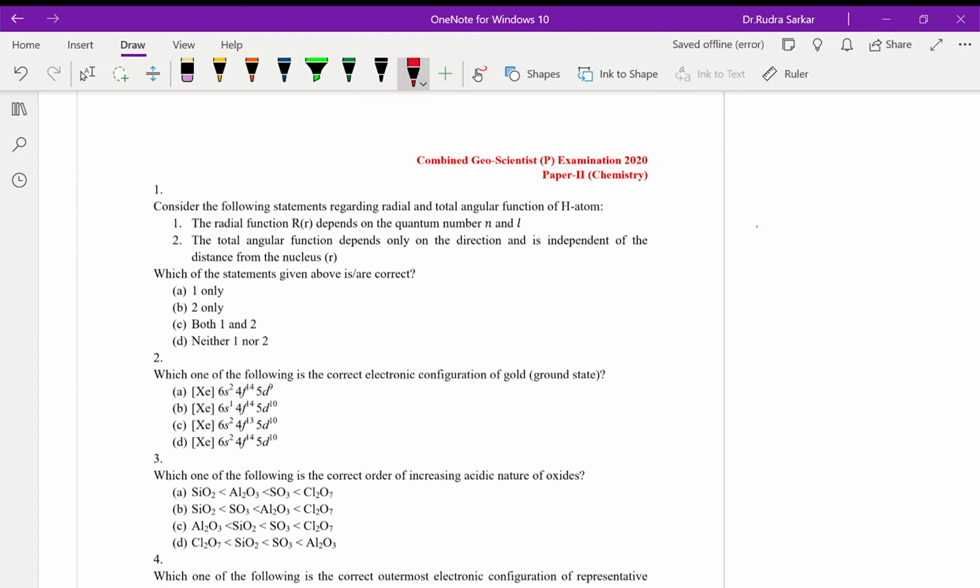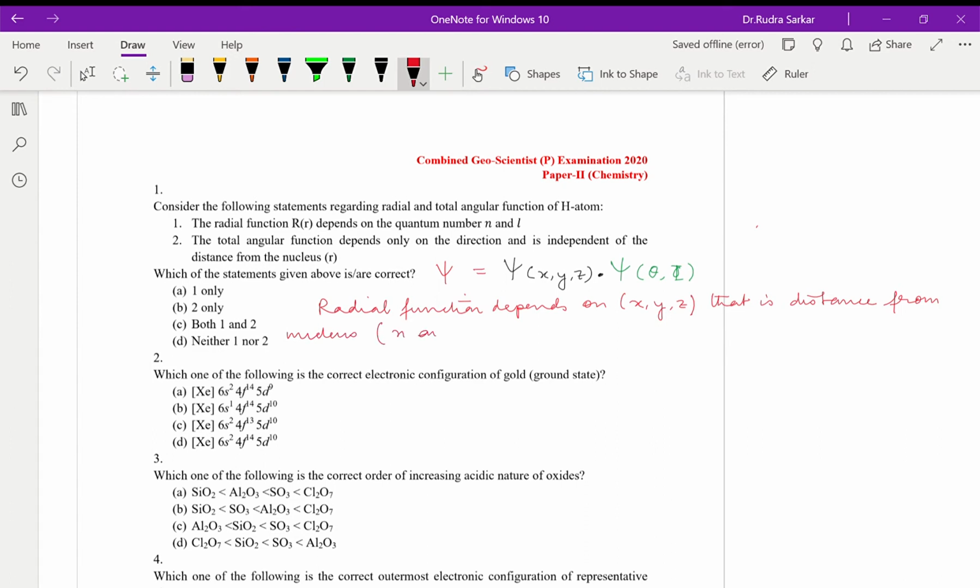So out here, basically our wave function, which is psi, is basically a product of the radial part, which is dependent on x, y, z, and the angular part, which is dependent on theta and phi. Now, the radial function depends on x, y, and z, that is to say, distance from the nucleus, and that is basically n and l.